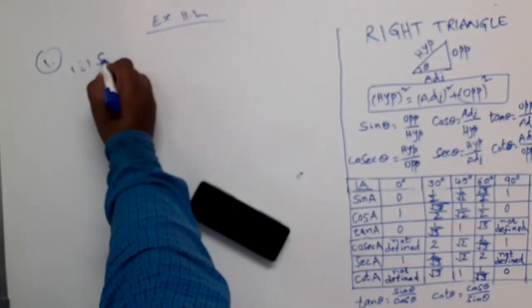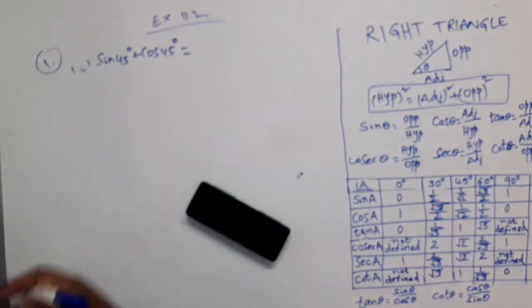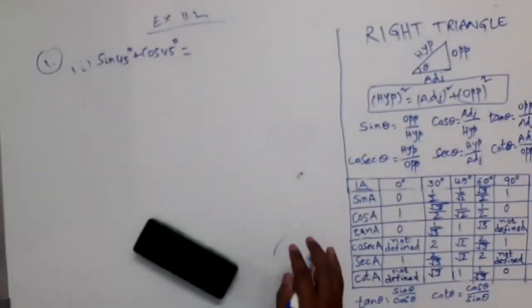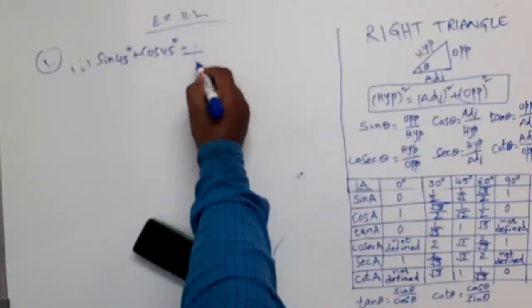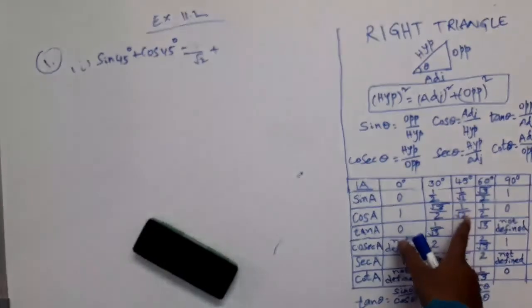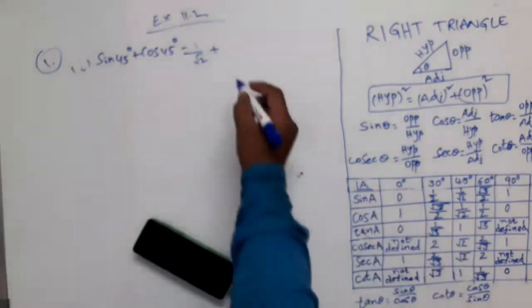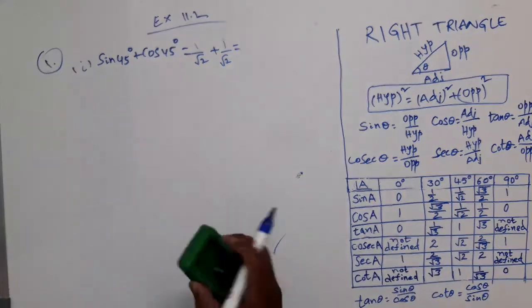First one, sin 45 degrees plus cos 45 degrees. You have to find the value of this. See, from this table, what is sin 45 degrees? Sin 45 degrees is 1 by root 2. So I am substituting 1 by root 2 plus, in the same way, cos 45 degrees I want. This is cos 45 degrees. How much? 1 by root 2. I have substituted that value also: 1 by root 2 plus 1 by root 2.